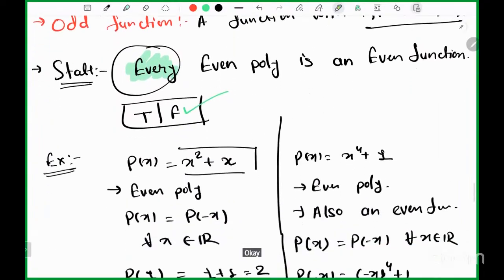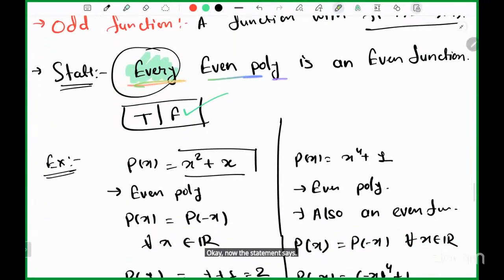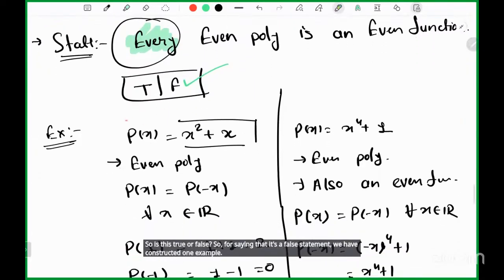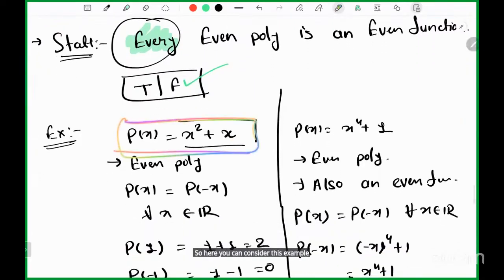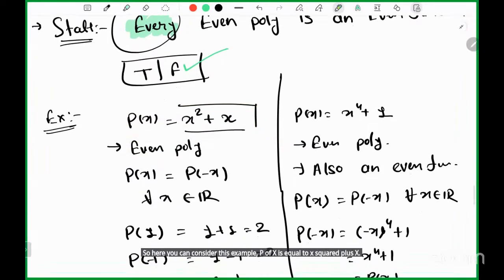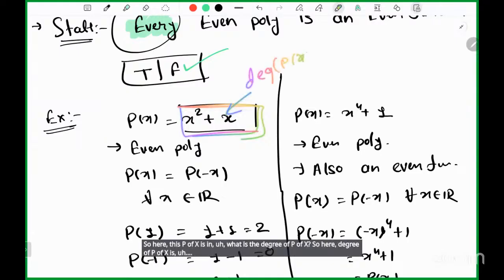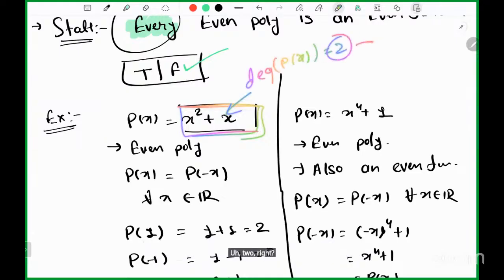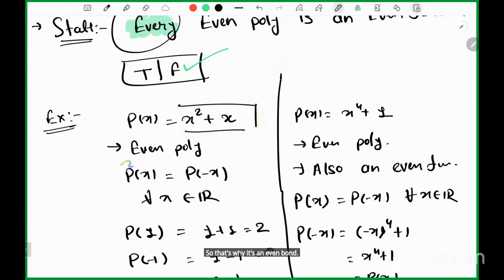Okay. Now the statement says every even polynomial is an even function. So is this true or false? For saying that it's a false statement, we have constructed one example. So here you can consider this example: p of x equals x square plus x. What is the degree of p of x? Here the degree of p of x is 2, right? Which is an even number. So that's why it's an even polynomial, right? So obviously it's an even polynomial.